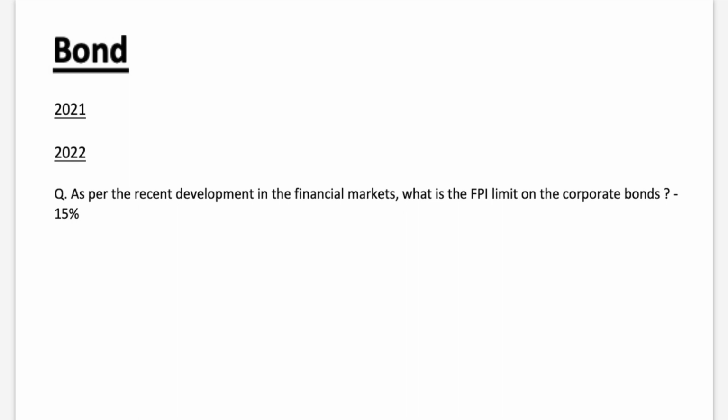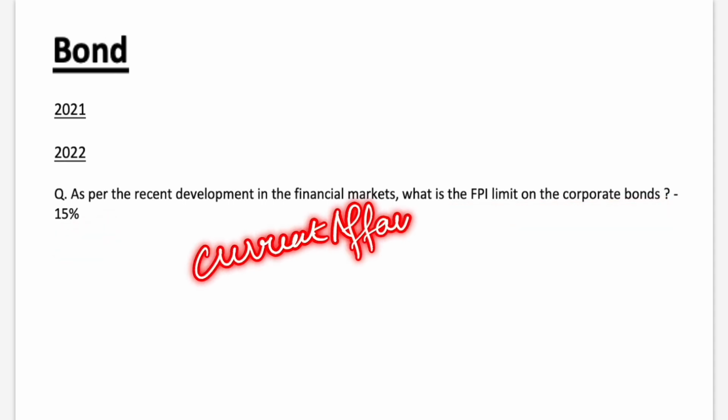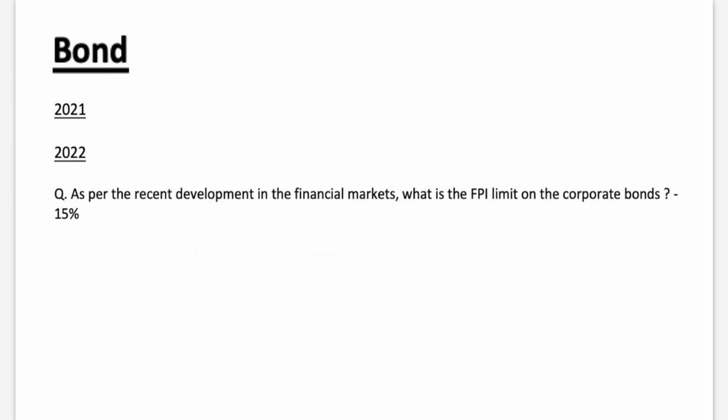From bonds, there was no question asked in 2021, but there was a question in 2022. The FPI limit on the corporate bonds was set again, and it was 15%. So it was a kind of current affair question, you can say. So yeah, you would have read it in Economic Times or the Business Standard if you're following those newspapers.